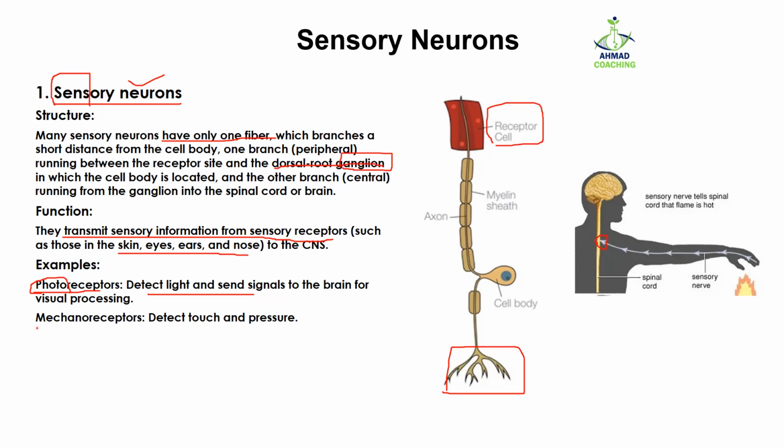Similarly, they are also present in the skin, related to touch and pressure, and they are known as mechanoreceptors. So anything you are touching, if it's soft or rough, you can feel it, because the sensory neurons present in your skin get the signals to the central nervous system so that you can feel what kind of texture that material has.